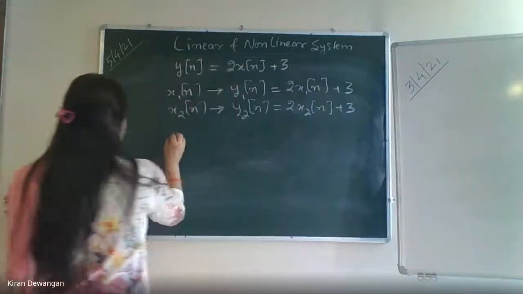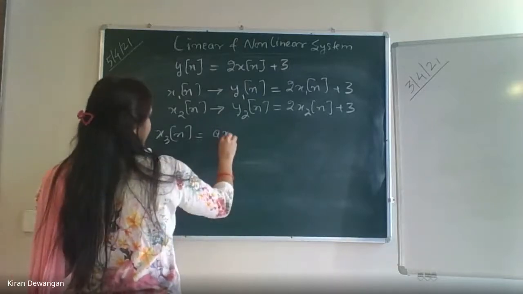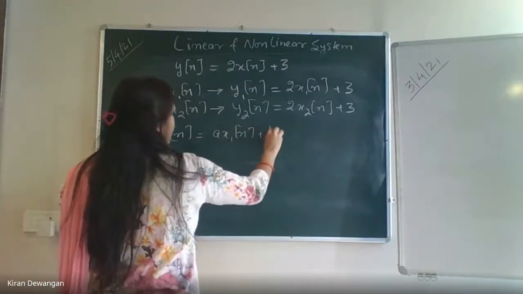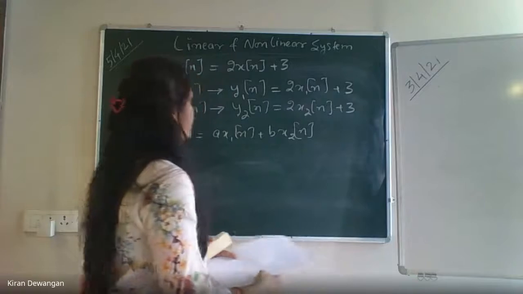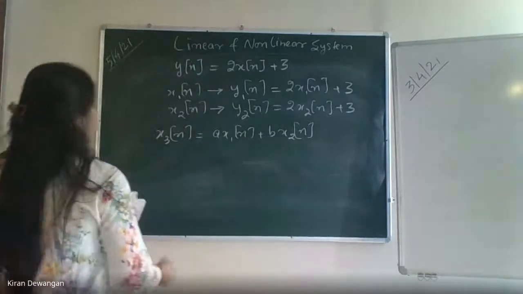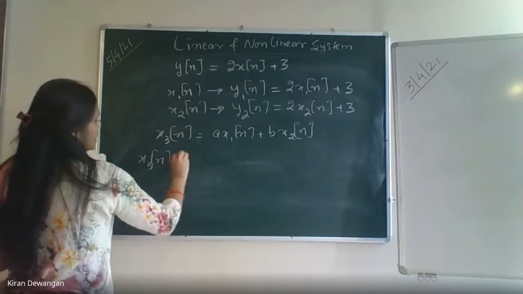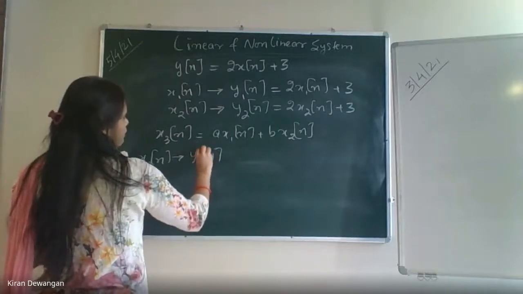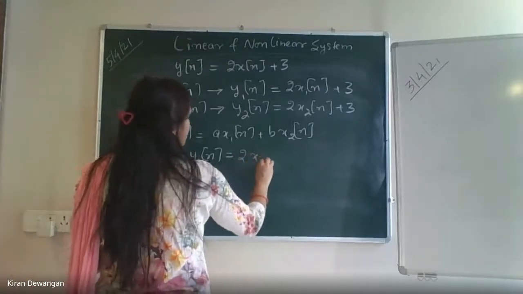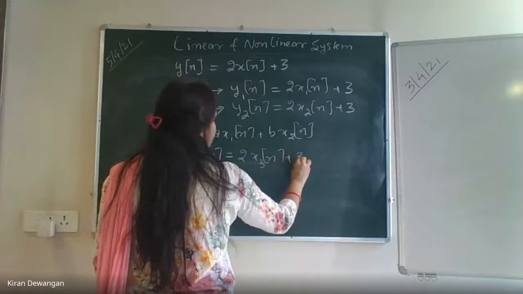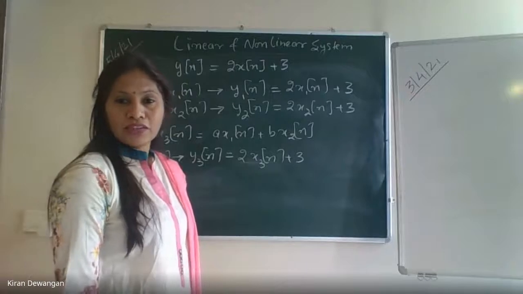Now we'll take x3(n). x3(n) is a·x1(n) plus b·x2(n). Now with this input, if I apply x3(n), the output is y3(n), and what is y3(n)? It is 2 times x3(n) plus 3. Clear? It is a linear system. Everyone has got linear.